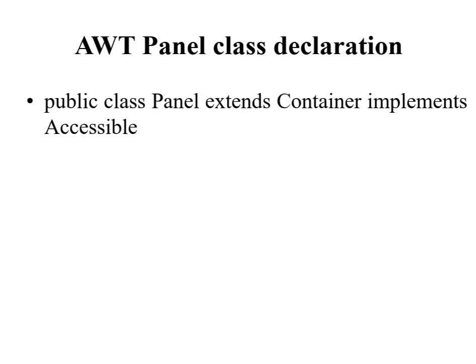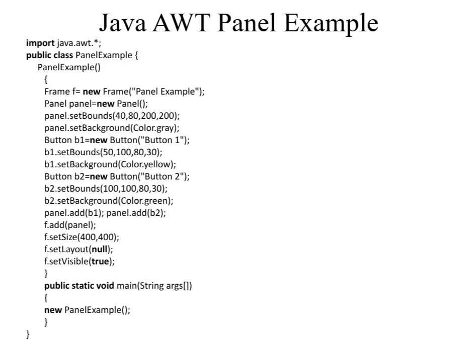Then what is the AWT Panel class declaration? It is public class Panel extends Container implements Accessible. This is the AWT Panel class declaration. Then let us consider one example of Panel, that is a Java AWT Panel example. The code is to represent the Java AWT Panel example.